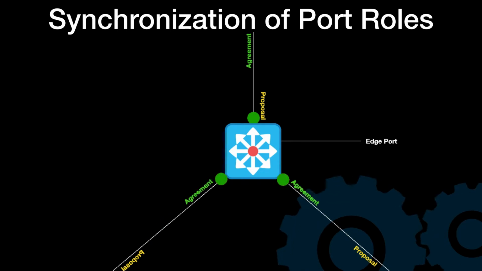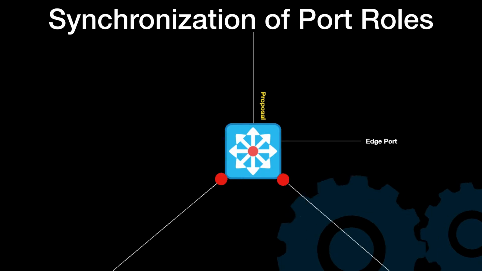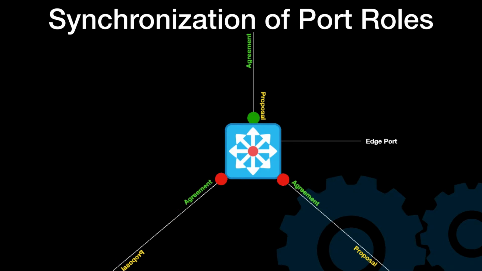Sequence of events during rapid convergence. After ensuring that all of the ports are synchronized, the device sends an agreement message to the designated device corresponding to its root port. When the devices connected by a point-to-point link are in agreement about their port roles, the RSTP immediately transitions the port states to forwarding.